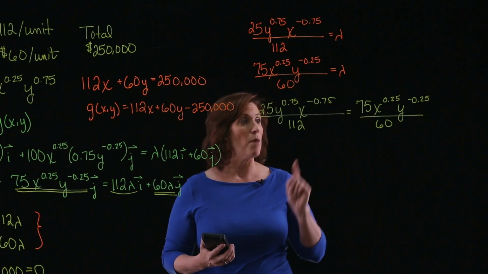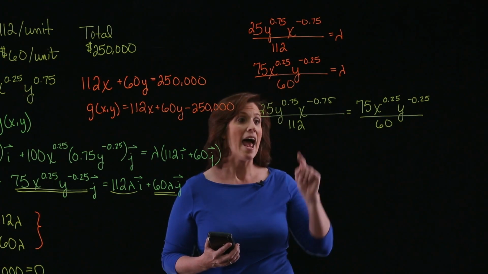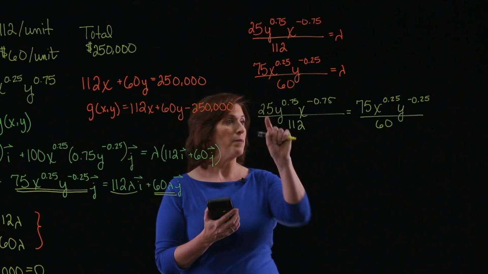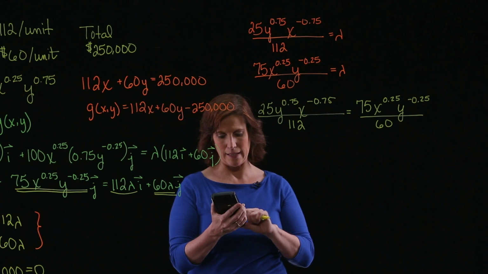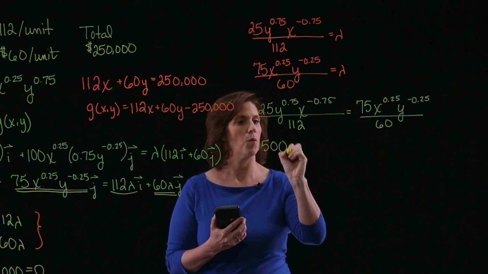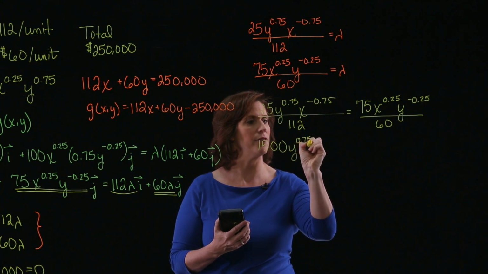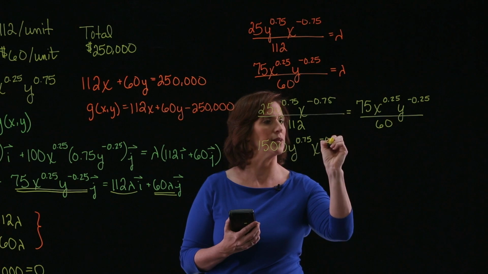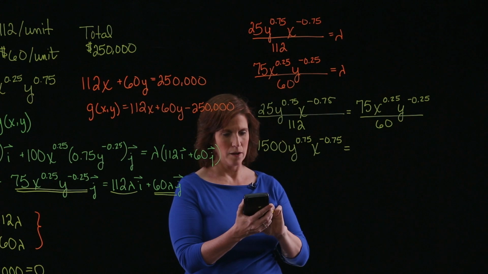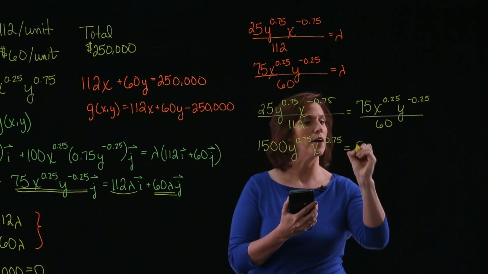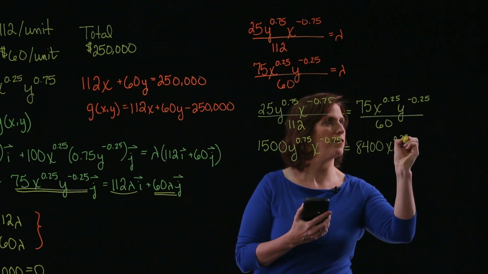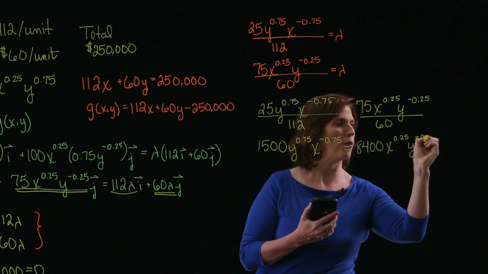Okay, so we're going to begin by multiplying both sides of my equation by 60 and then multiplying both sides of the equation by 112. So when I do that, I'll begin by taking 25 times 60, and that's 1,500. So I have 1,500 y to the 0.75 x to the minus 0.75, and then I'll multiply 75 times 112 and get 8,400 x to the 0.25 y to the minus 0.25.